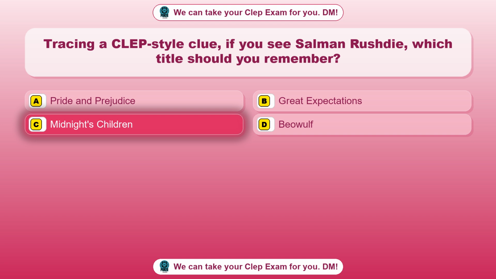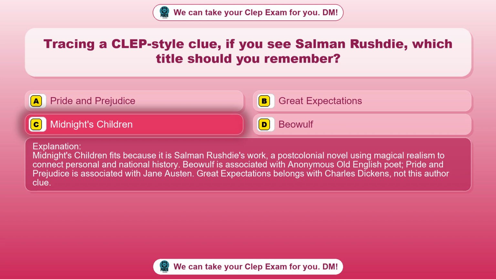Midnight's Children. Midnight's Children fits because it is Salman Rushdie's work, a post-colonial novel using magical realism to connect personal and national history. Beowulf is associated with an anonymous Old English poet. Pride and Prejudice is associated with Jane Austen. Great Expectations belongs with Charles Dickens, not this author clue.